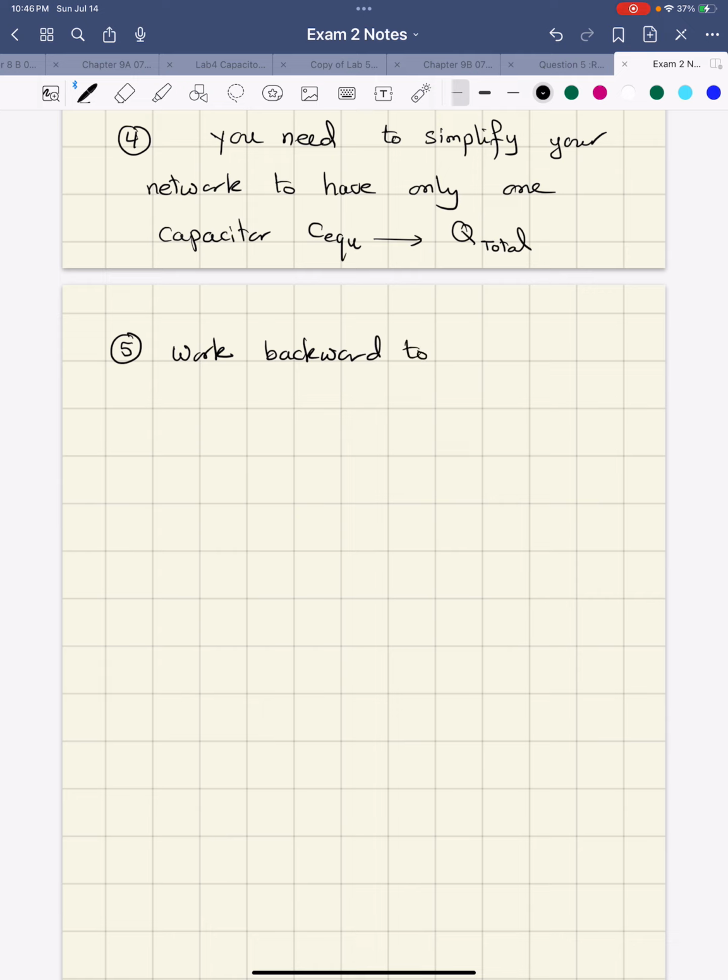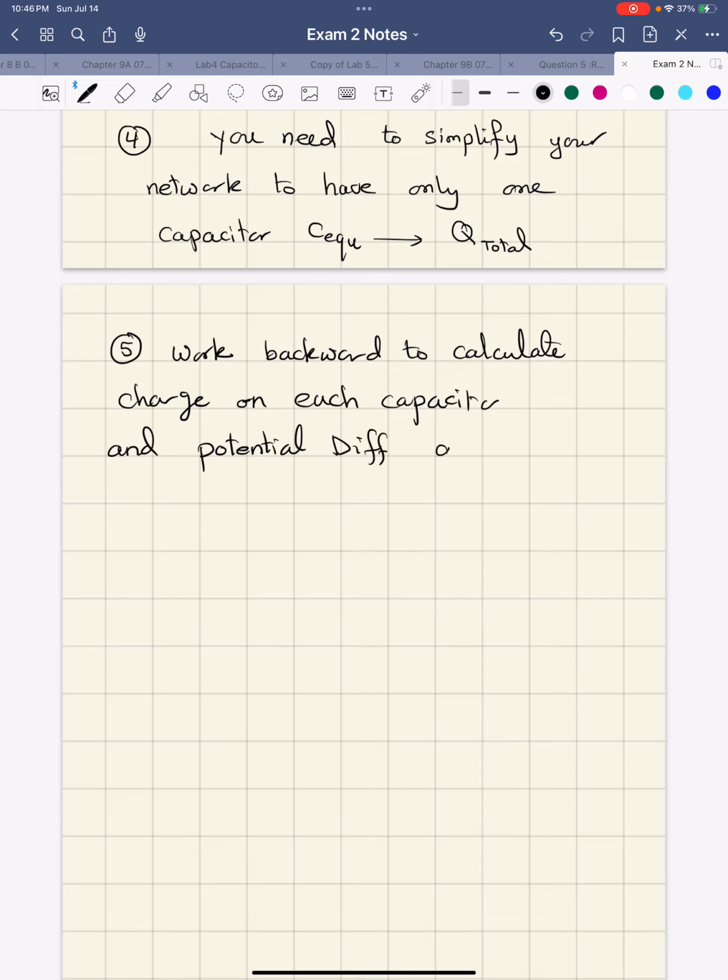to calculate the charge on each capacitor and potential difference across each capacitor.